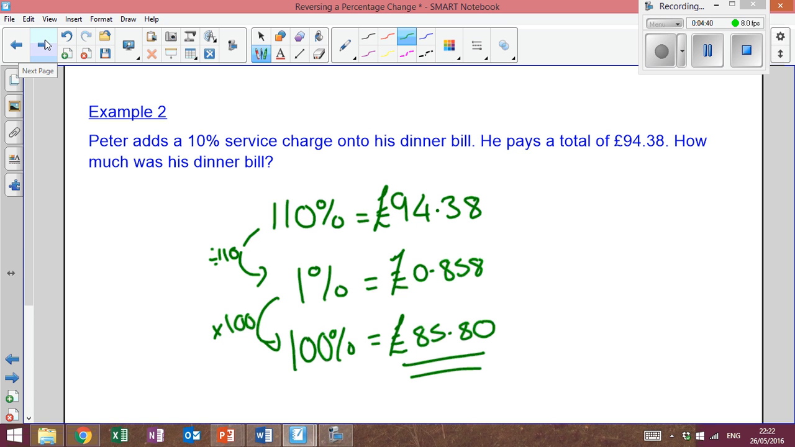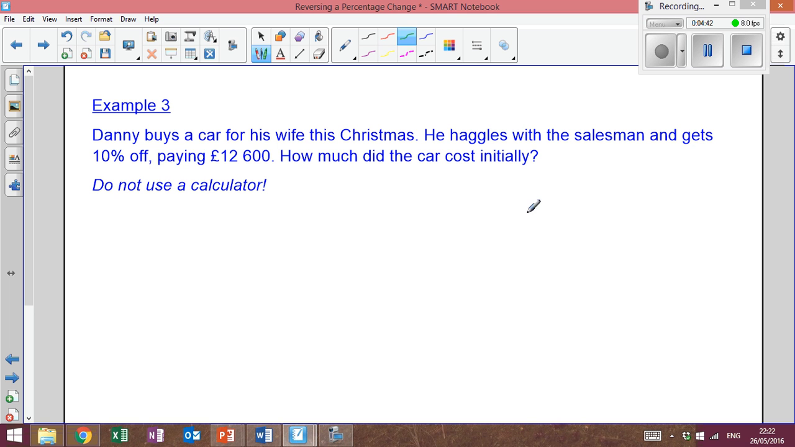One last example, and what we're going to do is this non-calculator. These examples could be either calculator or non-calculator. If it's calculator, as I've said, go down to 1% and then go back up to 100%. But here, non-calculator, we don't really have that luxury. We could do it, but it'll probably make things a bit trickier.